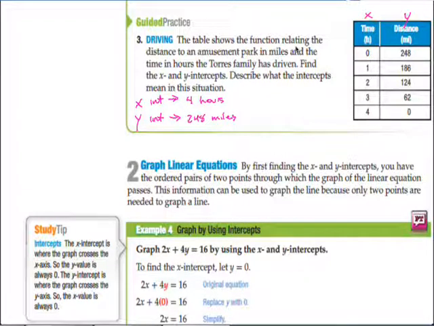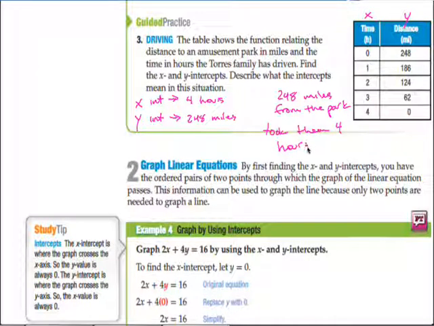And then describe what is happening. This is the distance to an amusement park driven by the Torres family. Okay, so if you wanted to describe this, at 0 hours, their distance left is 248 miles. So that's how far they live from the park. They live 248 miles from the park. How long did it take them to get there? It took them 4 hours. Okay. Yikes.